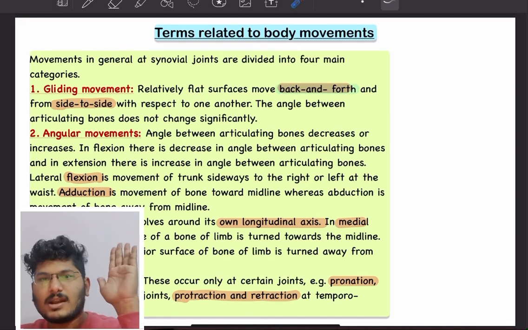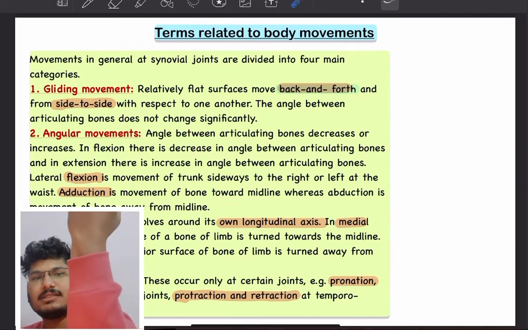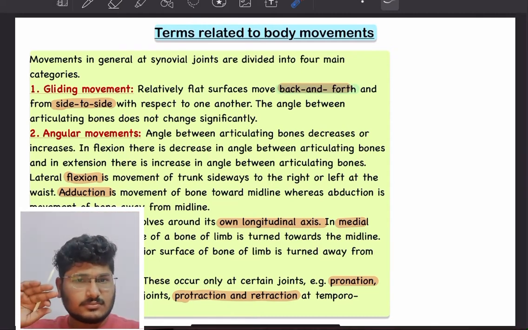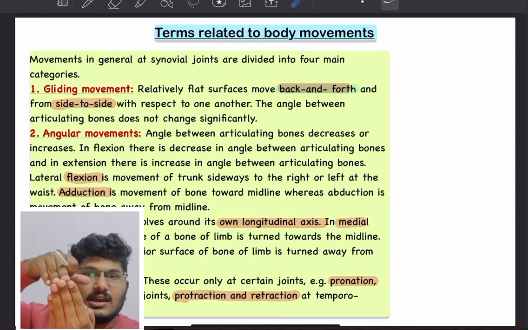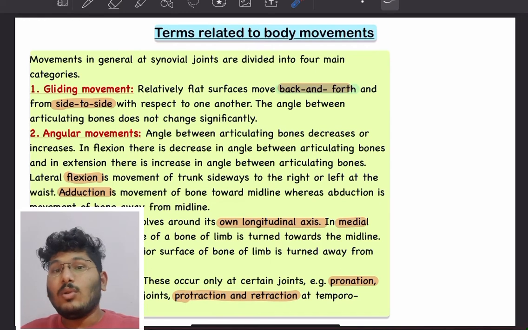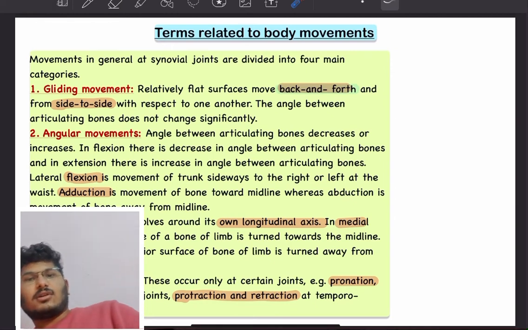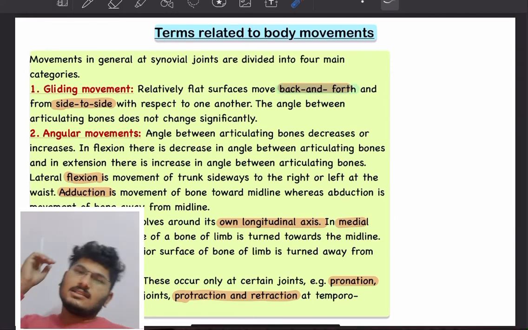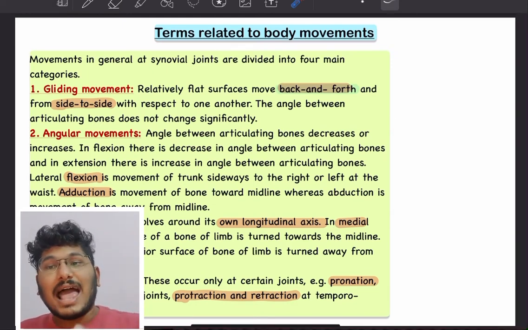From the normal anatomical position, there is a decrease in the angle between the articulating surfaces of the wrist. So this is called flexion of wrist. Similarly, this is the flexion of elbow. Similarly, for the knee joint, if this is the anterior surface of the knee joint, when we bend our knees, this is called flexion of knees. Similarly, we also have lateral flexion, in which we decrease the angle sidewards. This is the lateral flexion on the right side. This is the left lateral flexion. So these all are called angular movements.